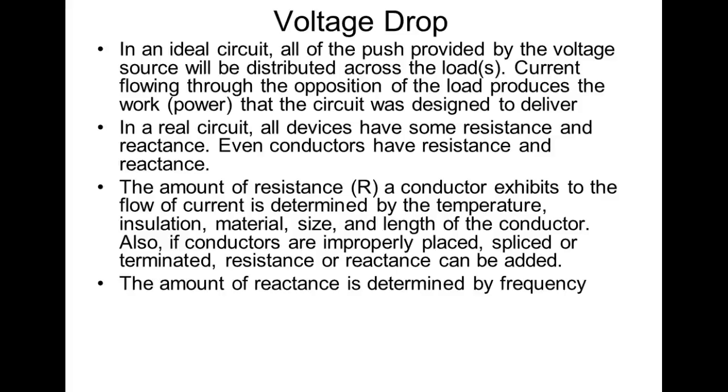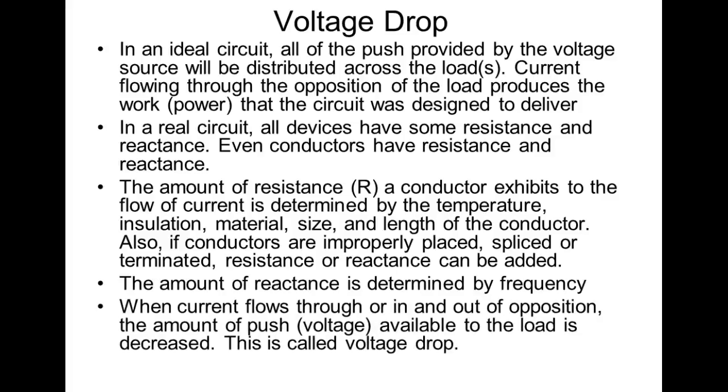And we'll talk about it later on. I'll tell you my story about my father-in-law and his cable coming into his house. When current flows in and out of opposition, the amount of push available to the load is decreased, and we call this a voltage drop. Electricians call it line loss. So if you ever heard about people like Alabama Power start talking about line loss, that's what they're talking about. That's voltage loss over the actual transmission cable itself.